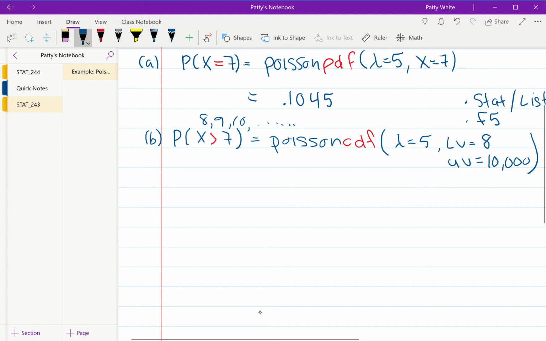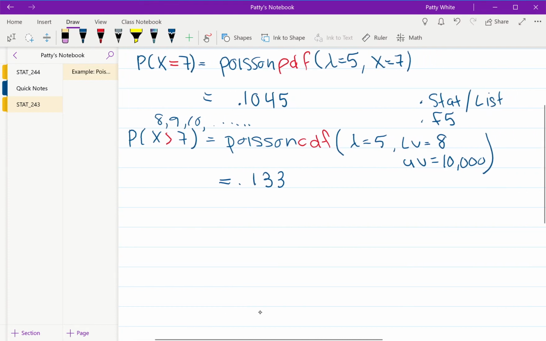So if I plugged this into my calculator, I would get 0.1333, or if I rounded, 0.1334. So that's method one. Method one tells me I'm going to estimate this with an upper value of some large number like 10,000.